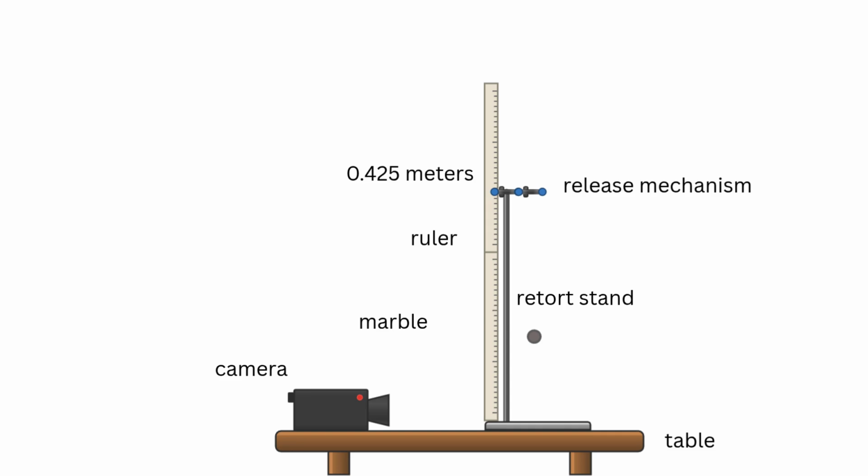By measuring the fall time and height, we calculate the value of acceleration due to gravity and compare it with the accepted value of about 9.8 meters per second squared.